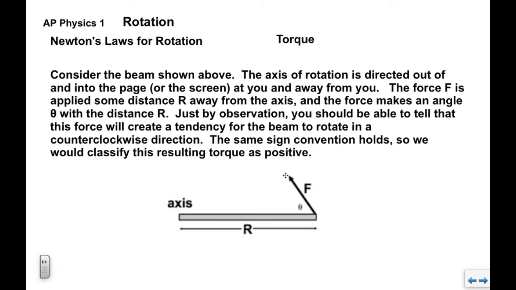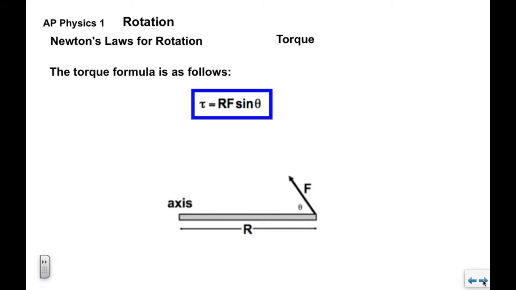Again, you should be able to tell that based on the direction of this force and where it's applied, it makes the object want to rotate in a counterclockwise fashion, so it would produce a positive torque. Quantitatively, the torque formula is, this is a lowercase Greek t, a tau, equals r F sine theta. R, of course, is the distance from the axis where the force is applied. F is the magnitude of the force itself, and theta is the angle between the force and the object.